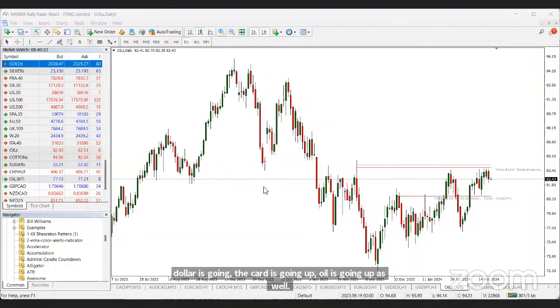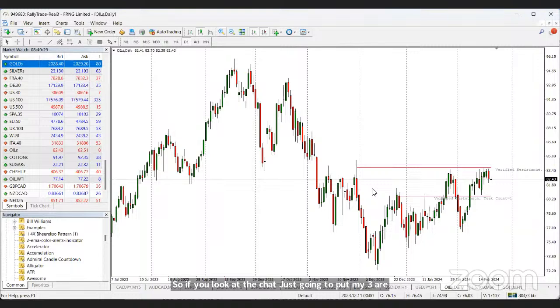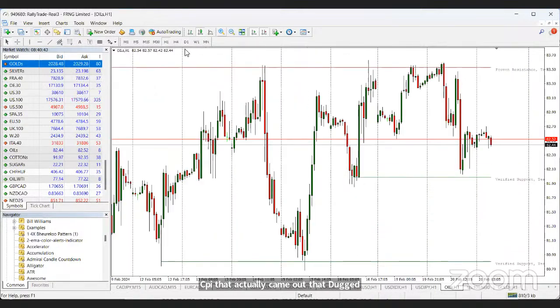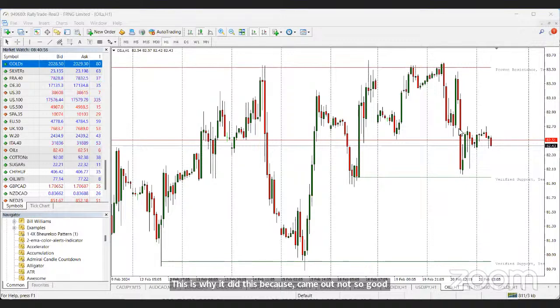So if you look at the chart, I'm just going to put my period separators, and we can see that this happened. This is on the daily time frame. This was yesterday. I think that was due to the Canadian CPI that came out and dragged it low. If you look at it on the hourly time frame as well, we can see what happened here. This is why it did this, because the Canadian CPI didn't come out very well for the currency, so hence it's actually suffering at this time.